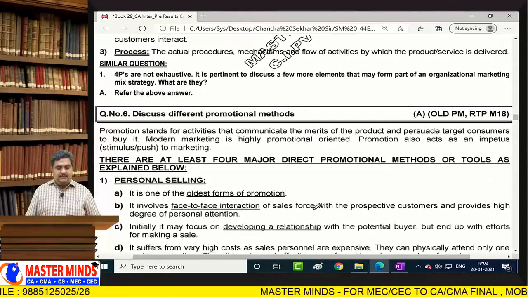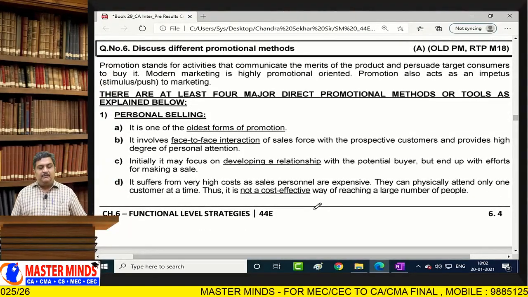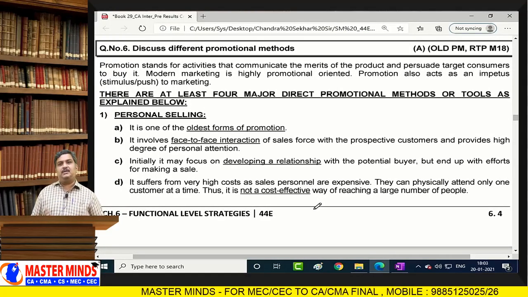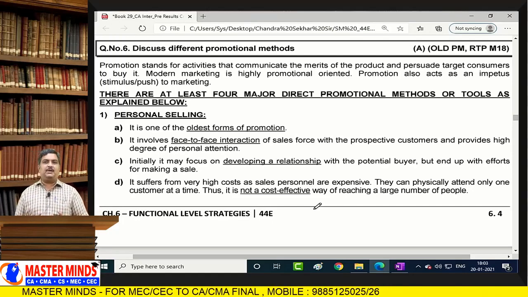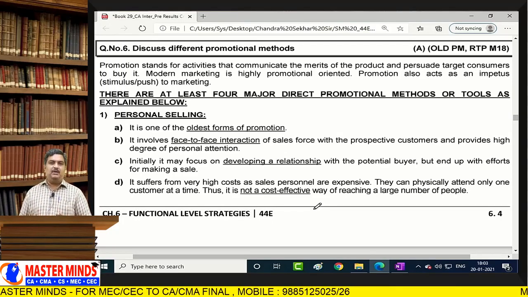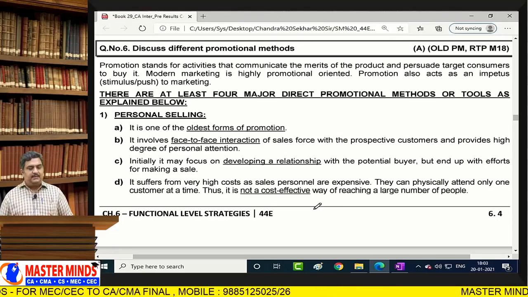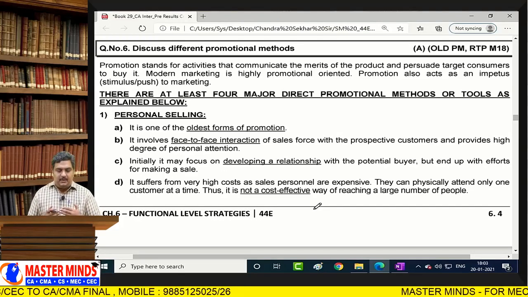Now let us move to the next question in marketing management strategies, that is different promotional methods. These are the different promotional methods that are used to promote your particular product in the market. This is related to a very important aspect of marketing, that is promotion, or generally many people call it advertising. But here we treat advertising as a separate part.